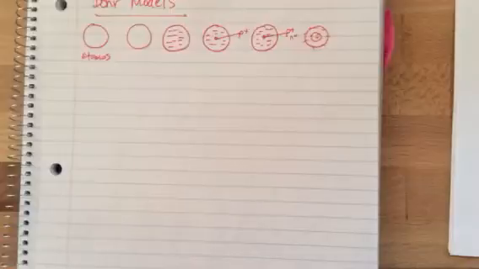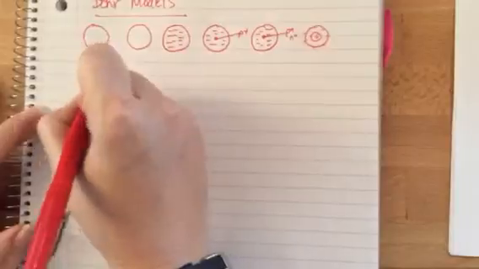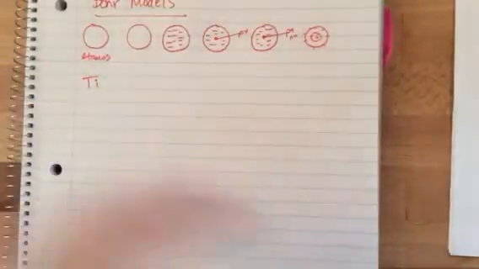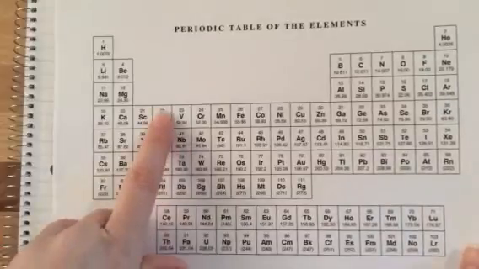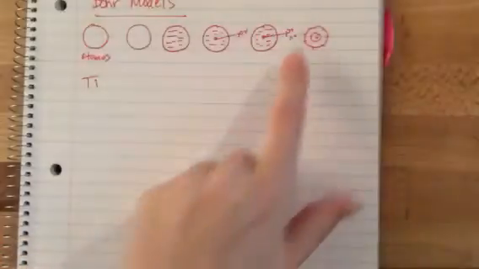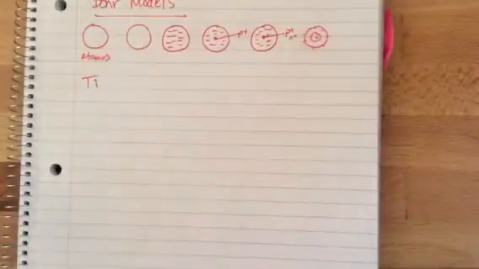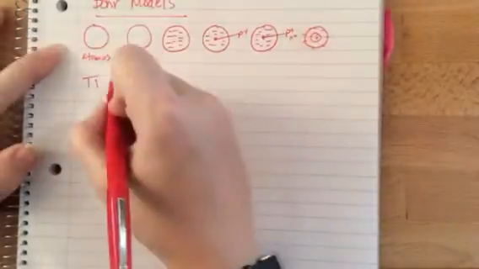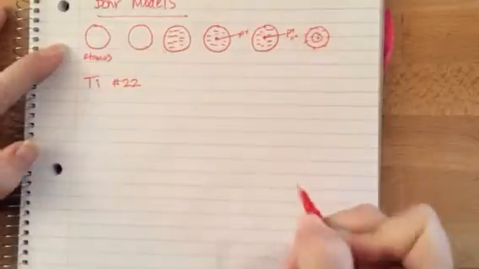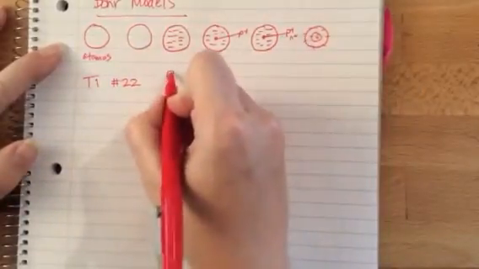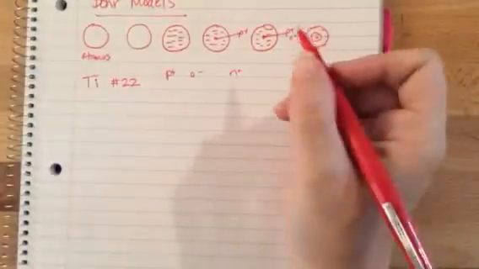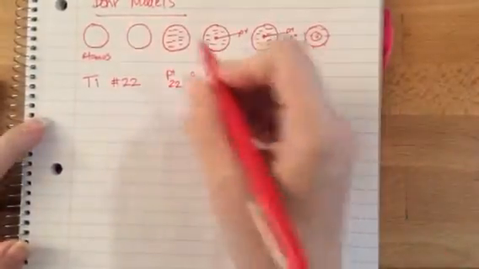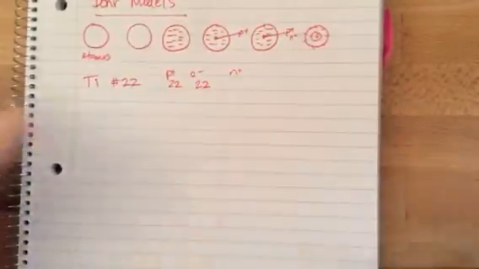In order to draw the Bohr model, the first thing that we need to do is figure out what element we want to draw. Let's say that we're drawing titanium. Titanium on the periodic table is number 22. That means that it has 22 electrons that need to go on these little rings on the outside, which are called energy levels. So I'm going to write down here that it is 22. Now, if we want to find the number of protons, electrons, and neutrons inside of that atom, you can do that. Protons is 22, electrons is 22.